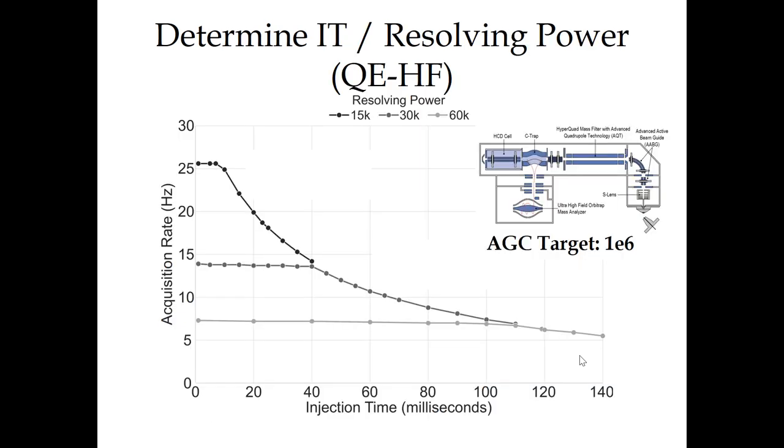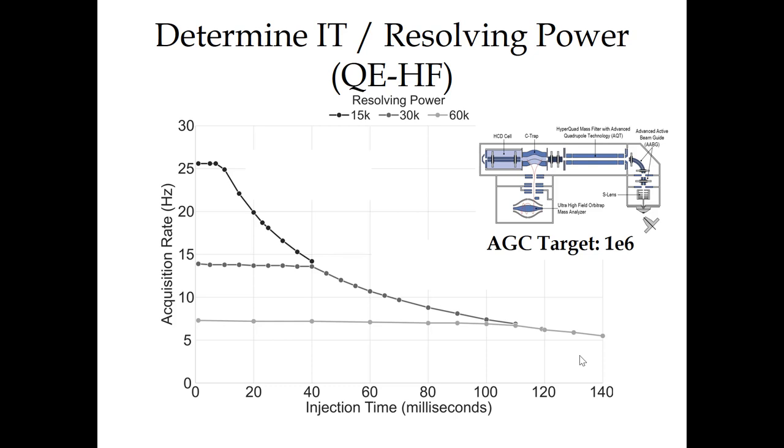All right. So you're acquiring at 10.4 hertz, and from that knowledge, I think it drops out what your isolation width would be and what your AGC target should be. So this is a plot for the Q-Exactive HF. This is showing the acquisition rate of the instrument for MS scans versus the injection time of the instrument at various resolving powers. So at, for example, 30,000 resolving power, the instrument can acquire at a rate of about 14 hertz if it's doing a fill time of 20 milliseconds.